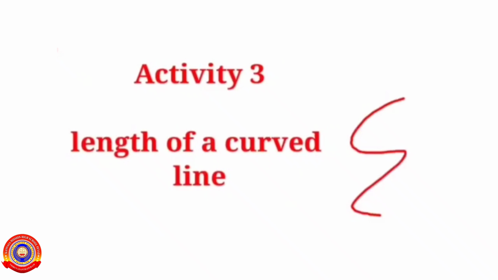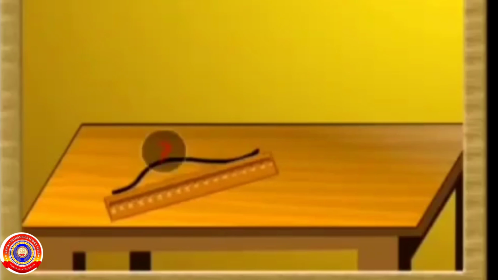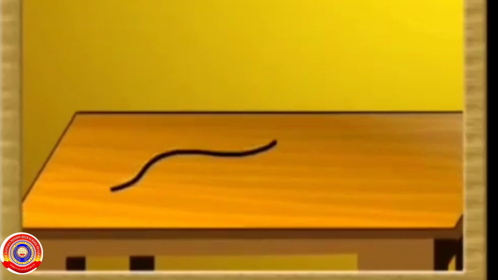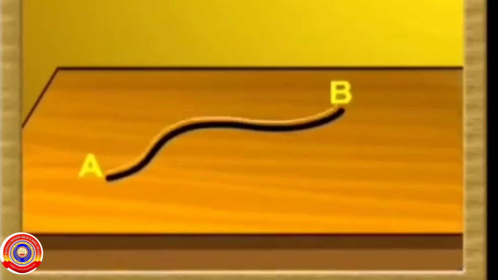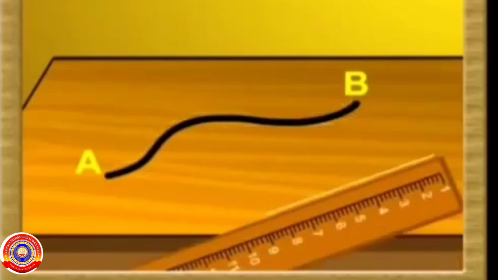The next activity is to find the length of a curved line. We cannot measure the length of a curved line using a meter scale. But using a thread, we can find out the length. So, place a thread exactly over the line and mark its starting and ending points using a pen. Then, place this thread in front of the scale and measure its length.